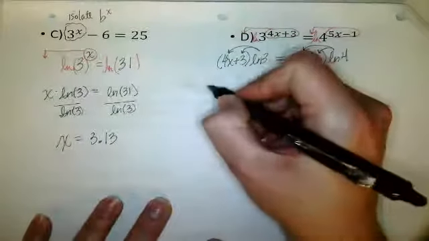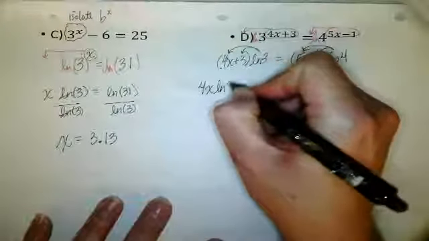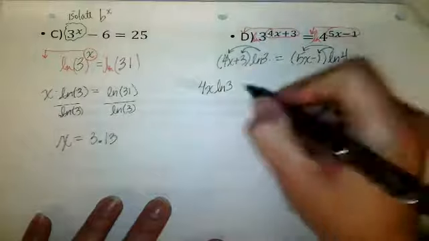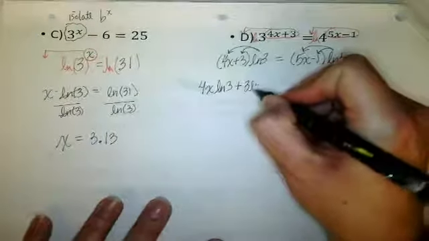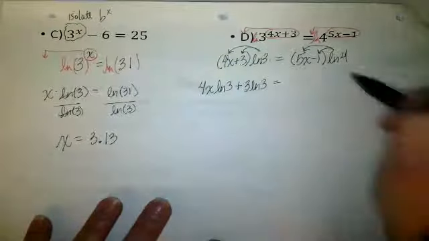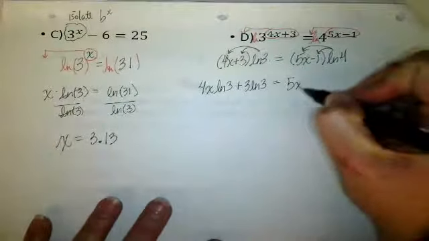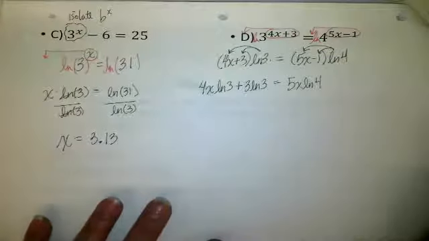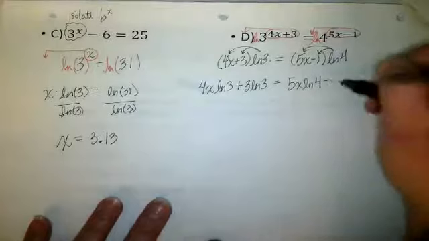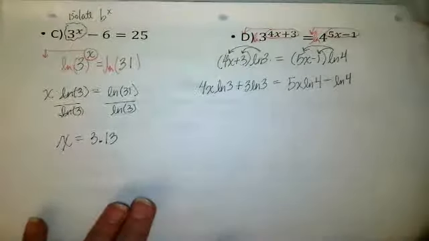There's lots of ways you could write it: 4 times x times the natural log of 3, plus 3 times the natural log of 3. On the right, I can distribute the natural log of 4. So 5 times x times the natural log of 4 seems fine to me, and then minus 1 times the natural log of 4, or just minus the natural log of 4.